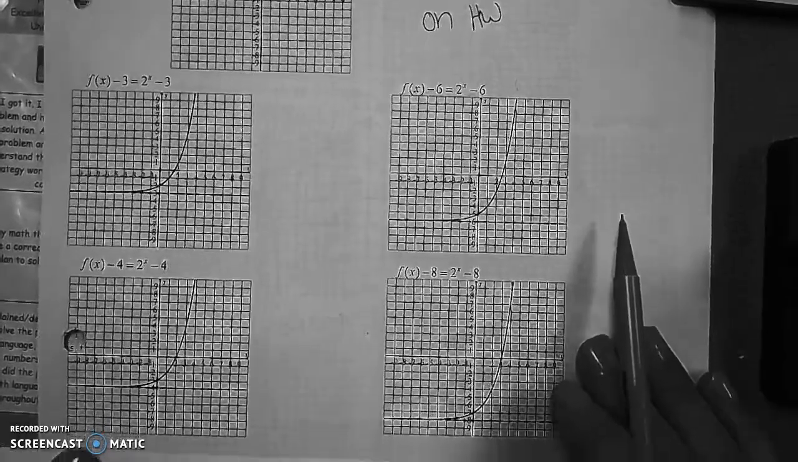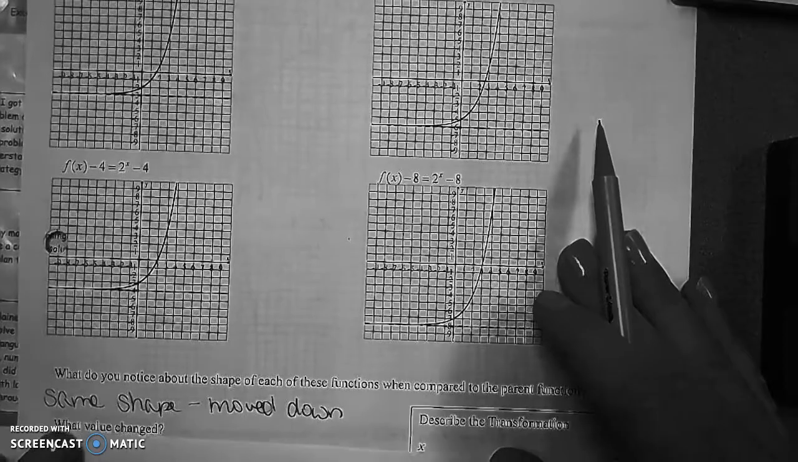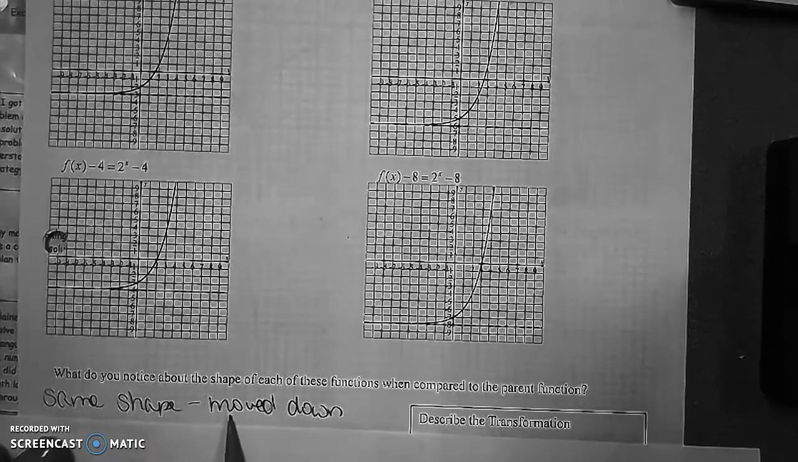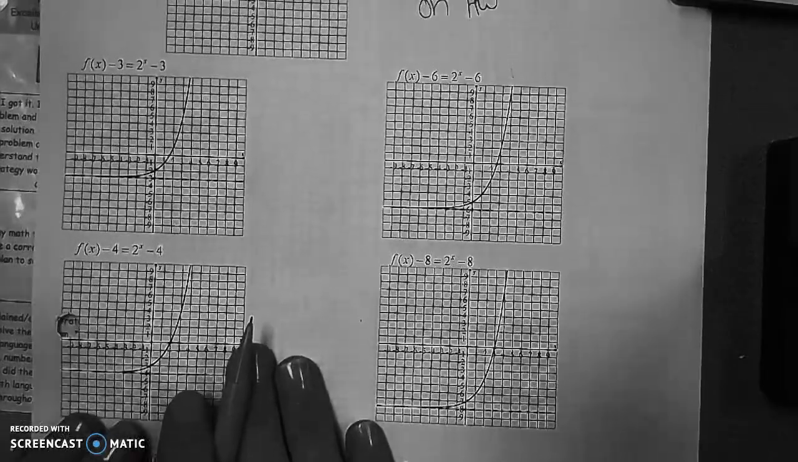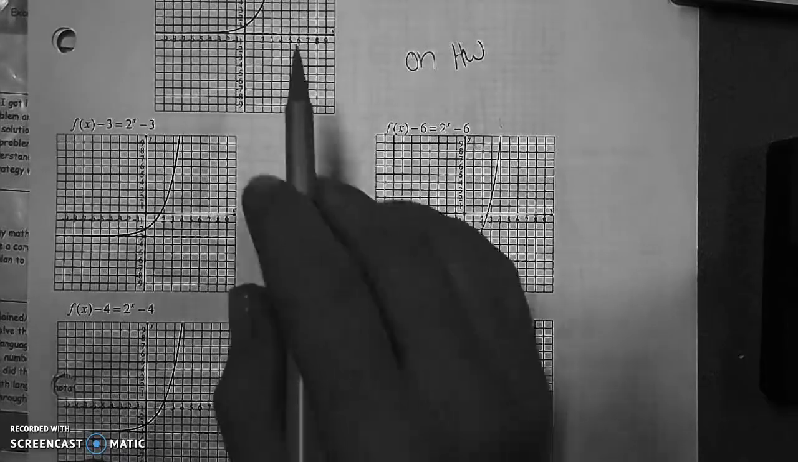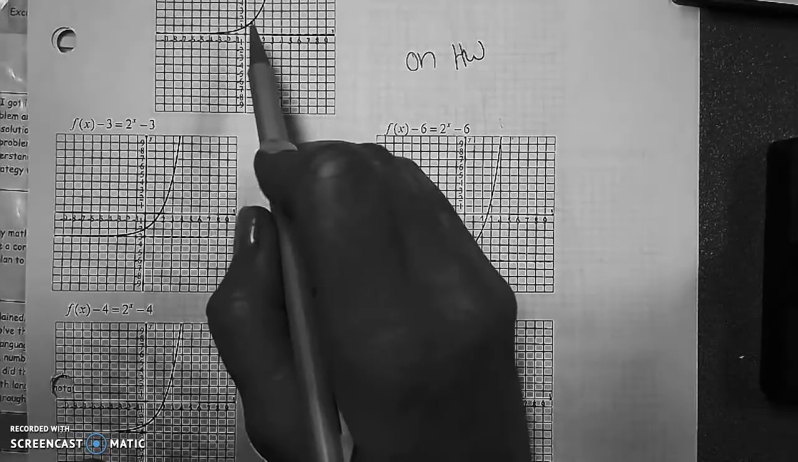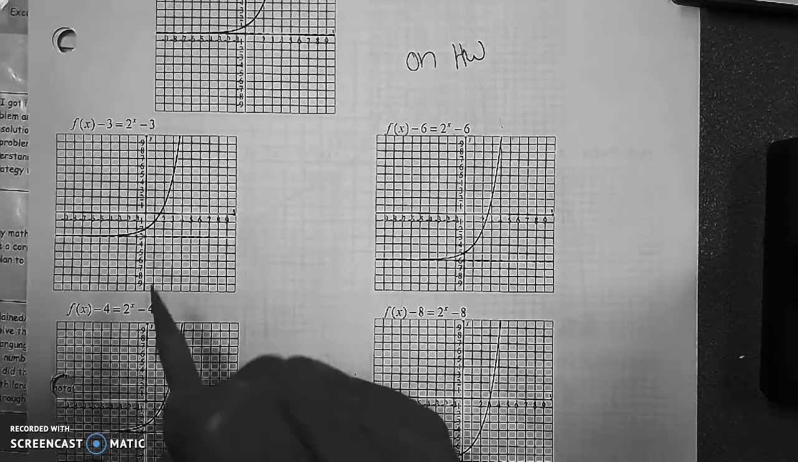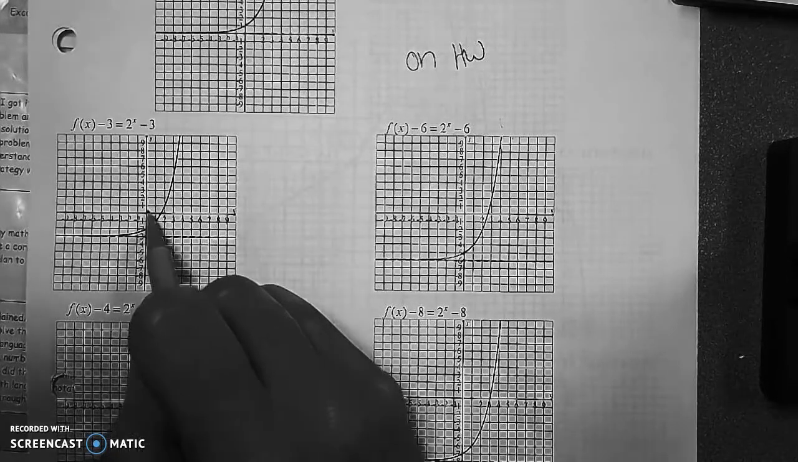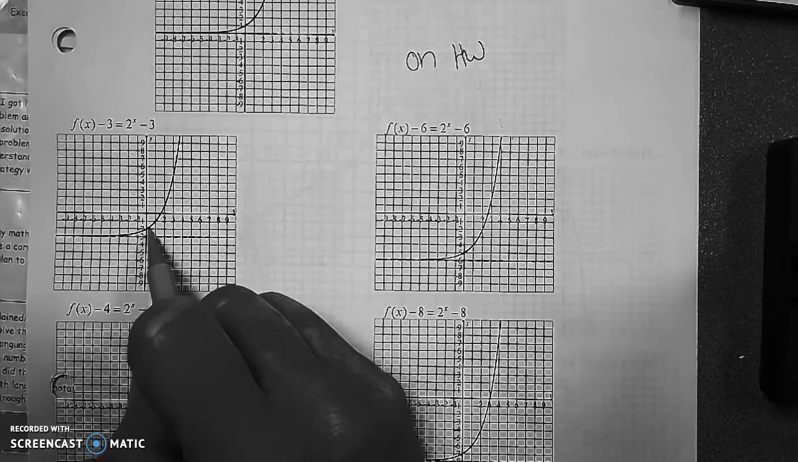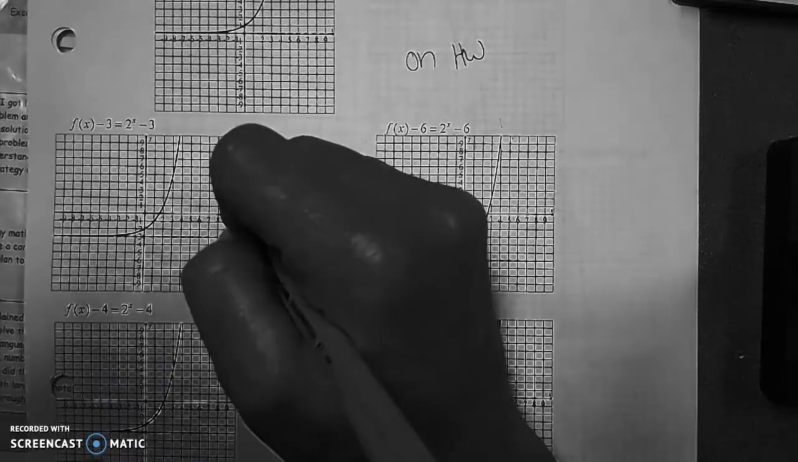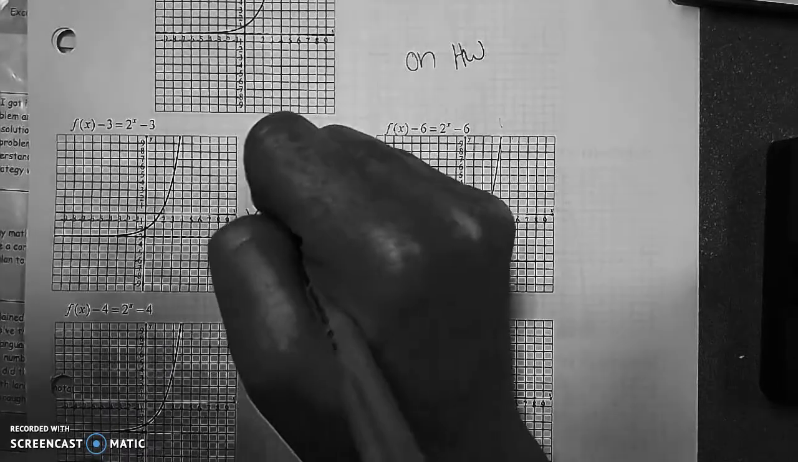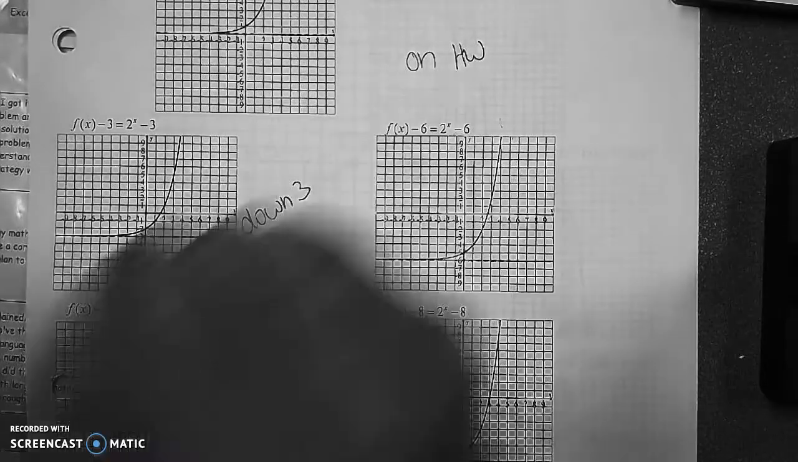What do you notice? And what you should notice is that they're the same shape, but they've moved down. So let's go back and look at how many units they look like they've been moved. So if I look at this parent function, I can see maybe 0, 1. Looks like it's now 0, negative 2. So how many units has that been moved down? We would say down 3.